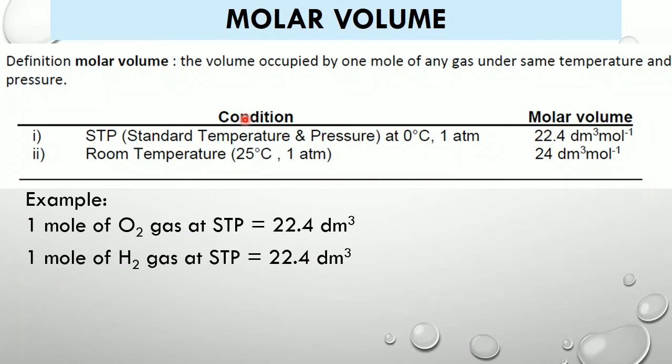So sometimes students will confuse what's the molar volume for STP and room temperature. So for room temperature, you can see that the temperature is higher. So when the temperature is higher, the gas tend to have higher kinetic energy, and they will vibrate, and the space between the gas molecules is further. So at room temperature, the volume is slightly higher than the condition at STP.